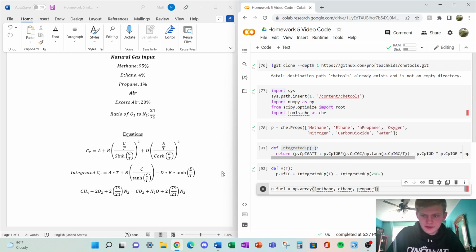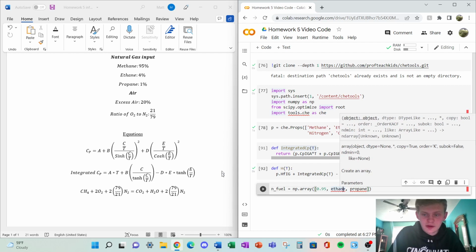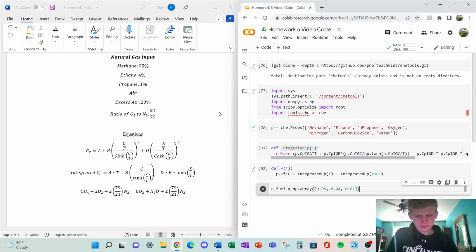Excuse me, choked up on my words. And this is going to be our percentages of moles. So methane is going to be 95%, and then our ethane is going to be 0.04 or 4%. Sorry, lost in the decimals. And then propane is just going to be 1%. And this is our percentages of moles, our percentages of our methane, ethane, propane.